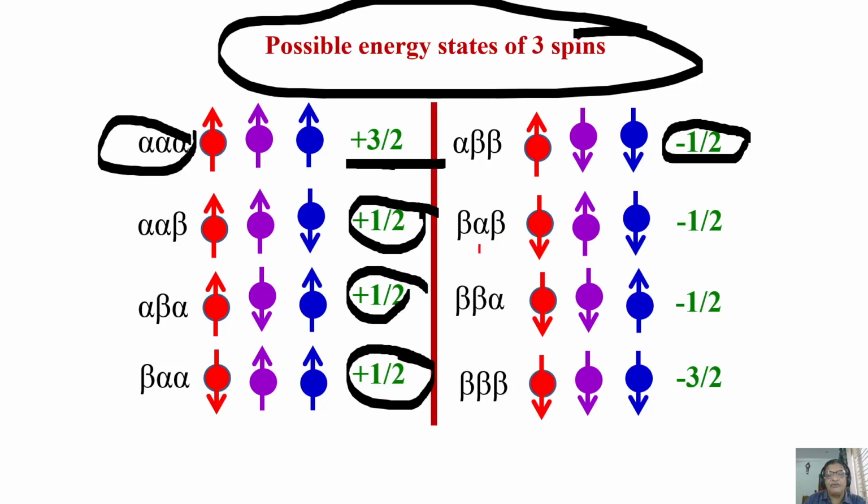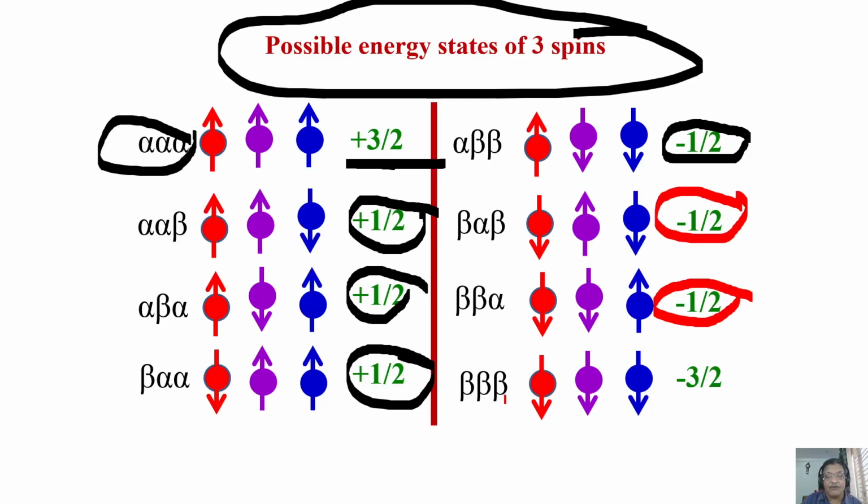What is the possibility now? What is the total magnetic quantum number of this energy state? Minus half, plus half, minus half. It is minus half. What about this one? Beta, beta, alpha. This is beta, this is beta, this is alpha. So it turns out to be minus half. Now what about beta, beta, beta?